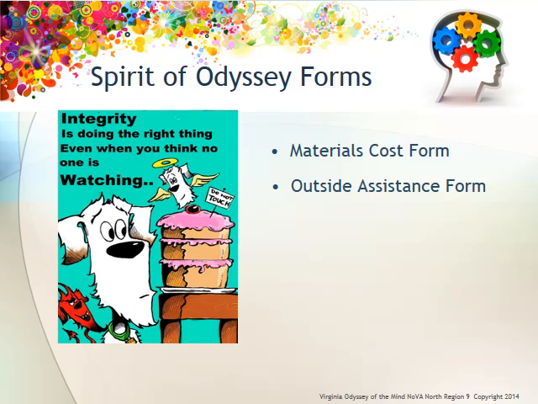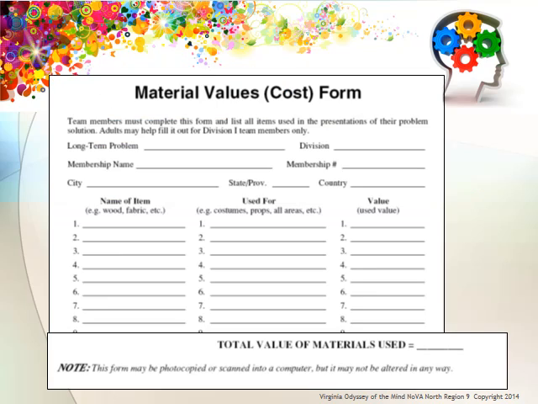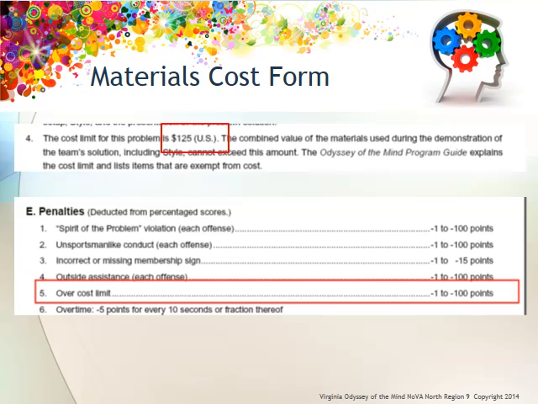The other 2 forms give teams the chance to show their integrity by confirming that they have not exceeded the value limit for the problem or received help putting together their solution. Of the 2 forms, the materials cost form is more complicated to complete. Each long-term problem includes a dollar amount that is the maximum value of the team's solution. The dollar amount helps to make sure that teams are being judged on their creativity, not on expensive props and costumes. Exceeding the dollar amount may result in a penalty of up to 100 points of the final normalized score.